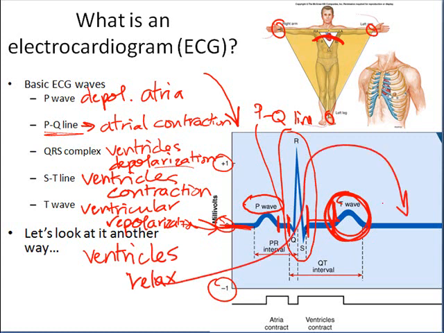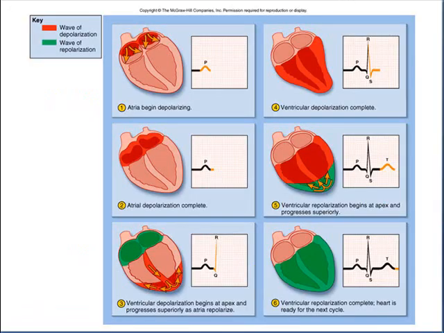All right. Now, two terms I want to just toss out here if you didn't know them already. Another word for contraction is systole. Another term for relaxation of heart muscle tissue is diastole. You hear those terms used quite a bit. So contraction, systole, relaxation, diastole. So let's take a look at this one more time.